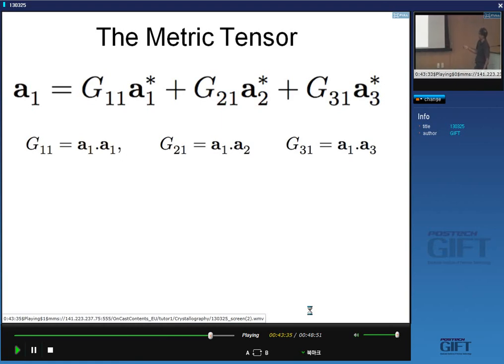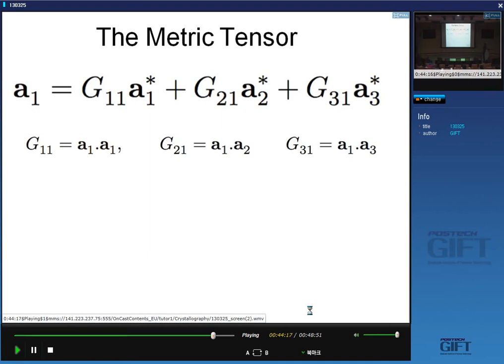So if I take a dot product with A1 on this side, then A1 dot A1 star. Now, how did I get that? A1 dot A1 will be equal to G11 because A1 dot A1 star is 1, right? And A1 dot A2 star is 0. How did I get this?